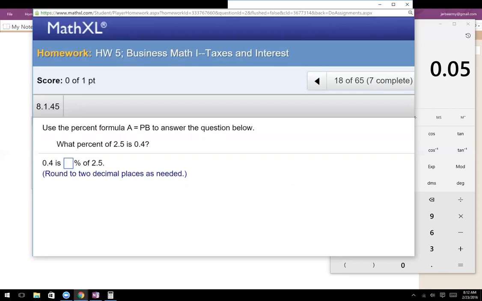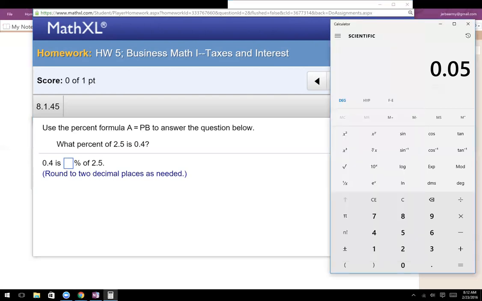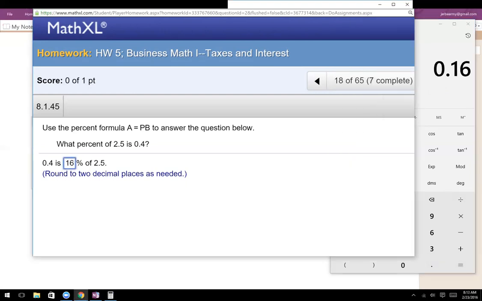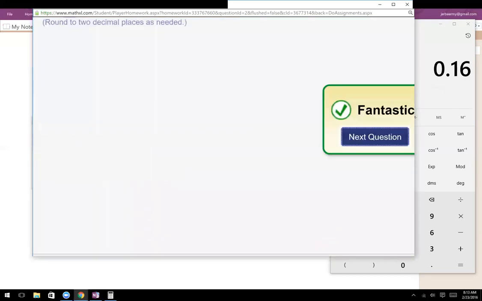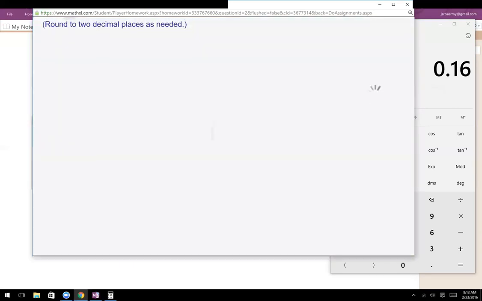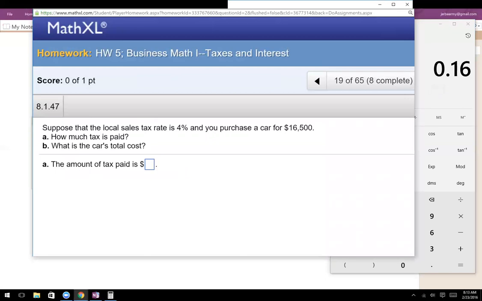What percent of 2.5 is 0.4? So which one's the part? 0.4. Yeah, 0.4 is the part and 2.5 is the whole. So 0.4 divided by 2.5 is 0.16, or 16%. All right, let's do one more, and then we'll go on to something else. Oh, I guess that's it.